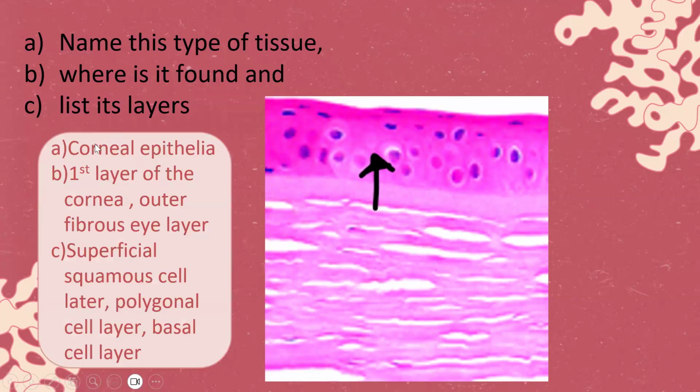So the layer that the question is pointing at is the corneal epithelial layer. Where is it found? Obviously in the cornea. The cornea is part of which layer of the eye? The outer fibrous layer of the eye. And list its layers. We said that the corneal epithelium has sublayers: the squamous cell layer, then the polygonal cell layer, and the basilar cell layer. The basilar cell layer will then continue as, or is a continuation of, the Bowman's membrane.